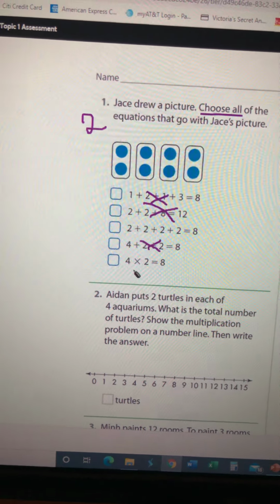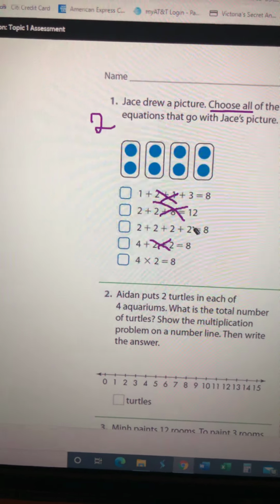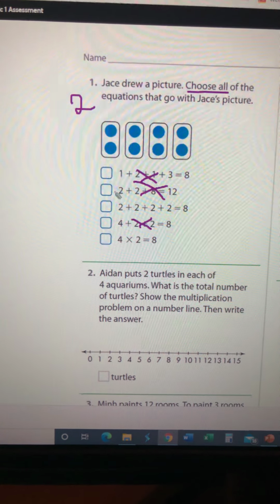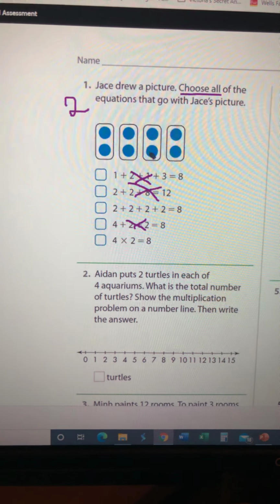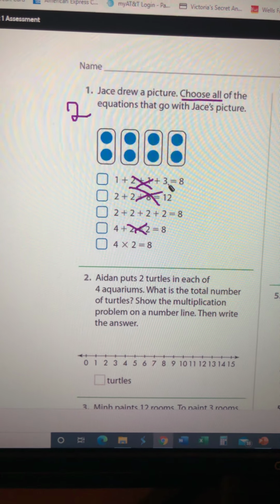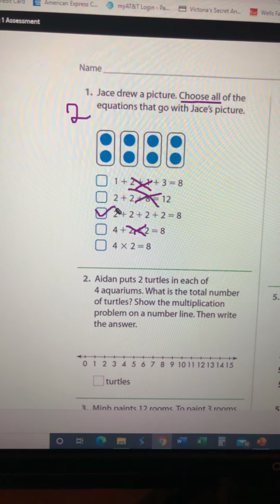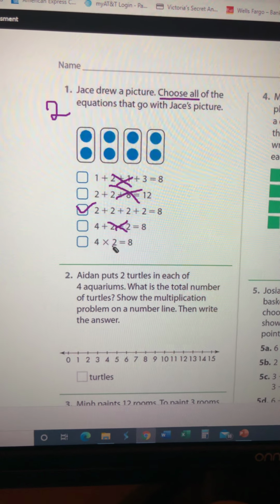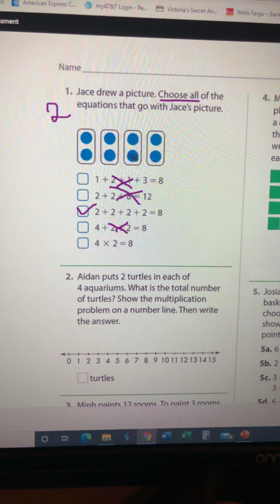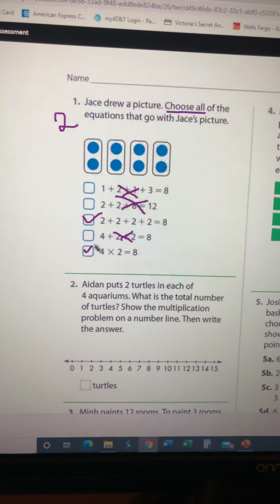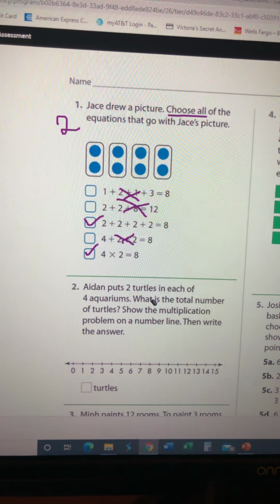All right. So we have 2 left, and those are the answers, but we need to see why. This is 2 plus 2 plus 2 plus 2. That's right, equals 8. 2, 4, 6, 8. So that does match our picture. Okay, and this is 4 times 2 equals 8. 4 times 2 means there are 4 groups of 2. That's correct. There you go.